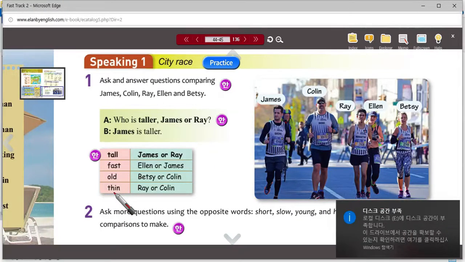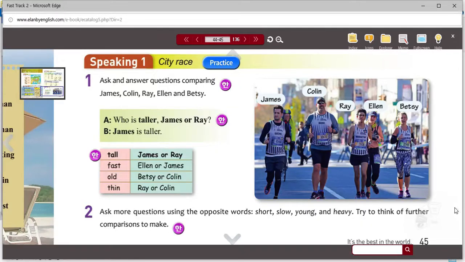Who is thinner? Okay, so we're looking at people here. Who is thinner? All right, so we have the adjective thin, and we're just going to say thinner. Okay, so who is thinner? Ray or Colin? I think the answer is Ray. Ray is thinner. Ray is thinner than Colin.